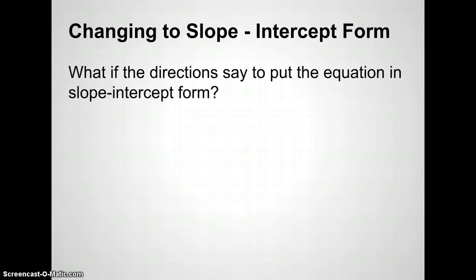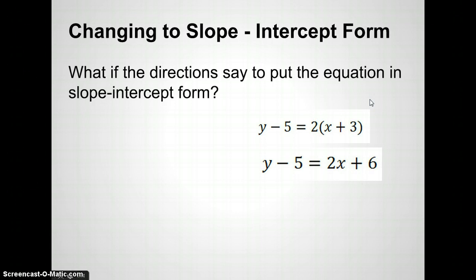So, as I said, what if the directions say to put the equation in slope intercept form? Using the same equation we had, all that means is you want to get the y by itself. So if I look at this equation, the first thing I'm going to have to do is distribute my 2 to both parts, and I get 2x plus 6 on the right side. Then I'm going to add 5 to both sides to get y equals 2x plus 11. So now I can see that I have a slope of 2, so it's going to be rising, and a y-intercept of 11. That means on the y-axis, I have a point at 11. It's where my line crosses the y-axis.